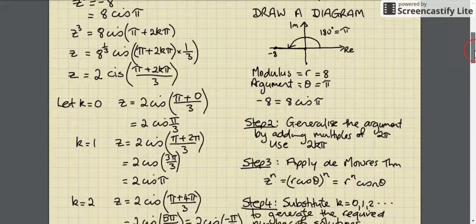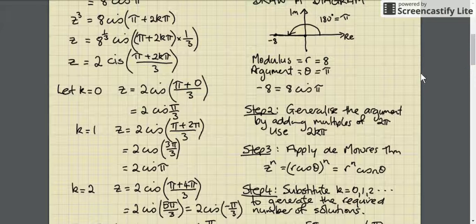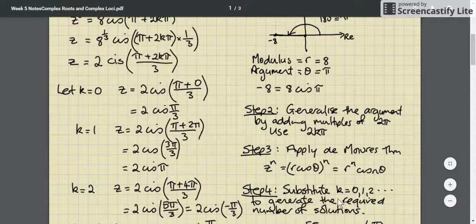Then the fourth and final step in this process is to substitute in different values for k, 0, 1, and 2, to generate the required number of solutions. So if we let k equal 0, we have pi plus 0 over 3, so our solution is 2 cis pi over 3. K equals 1, we've got 2 times 1 times pi, so we've got pi plus 2 pi over 3. We can simplify that to 2 cis pi. And our third one, k equals 2.